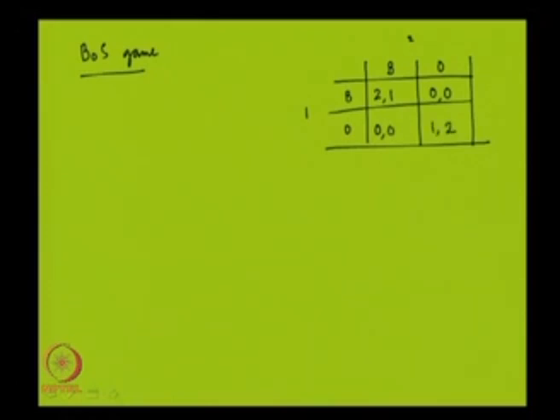So, this was the BOS game. Like before, with the method that we have just seen, we are going to assume that these players are playing the actions with some probabilities, and the mixed strategy of player 1 is P and 1 minus P. For player 2, it is Q and 1 minus Q.